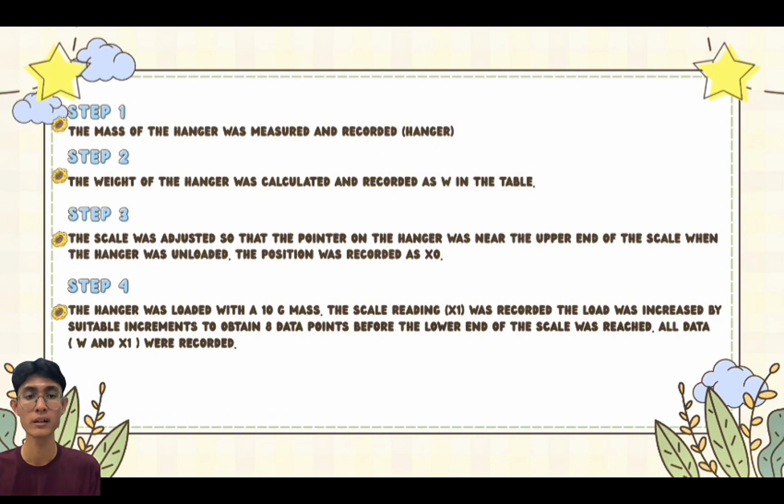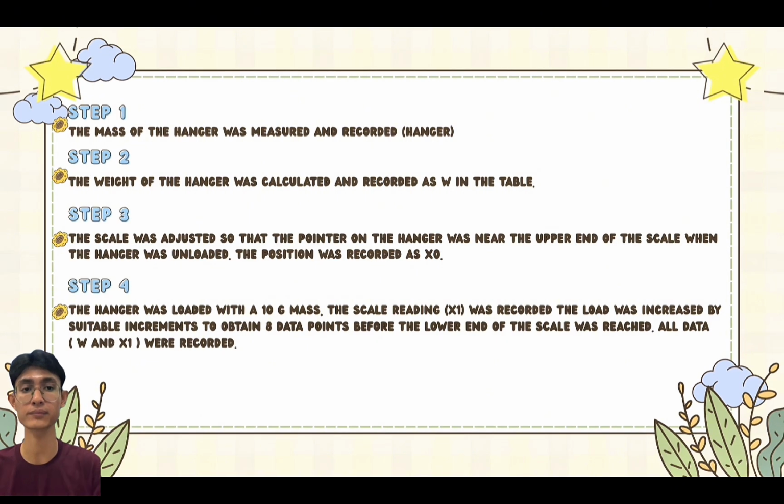Step 4. The hanger was loaded with a 10-gram mass. The scale reading X1 was recorded. The load was increased by suitable increments to obtain 8 data points before the lower end of the scale was reached. All data W and X1 were recorded.